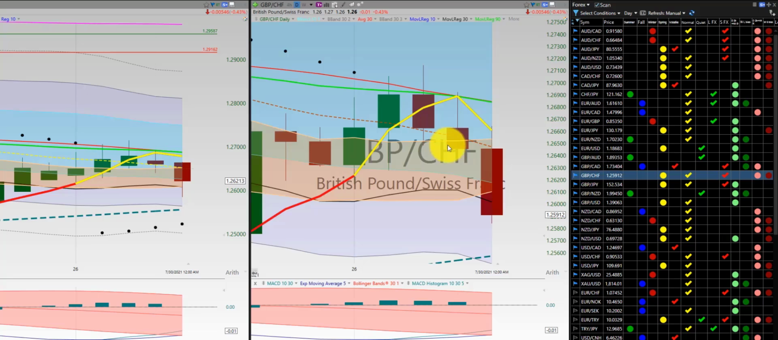You wouldn't have traded this. This is a nice 1-2-3 going the other direction. Close out the week.